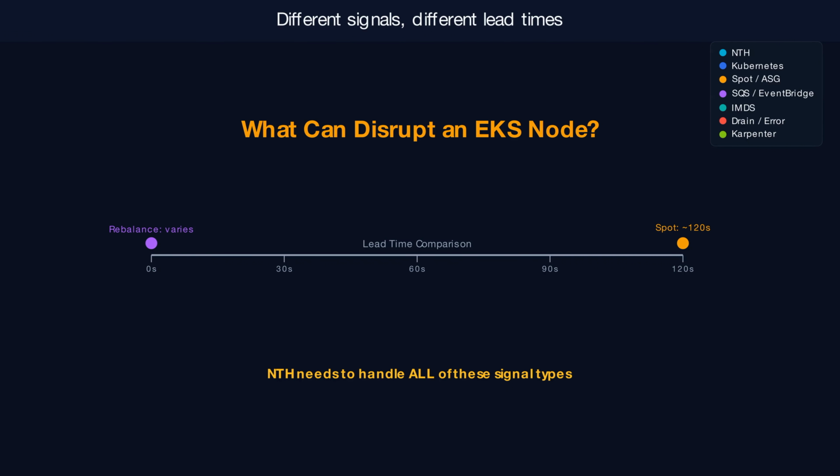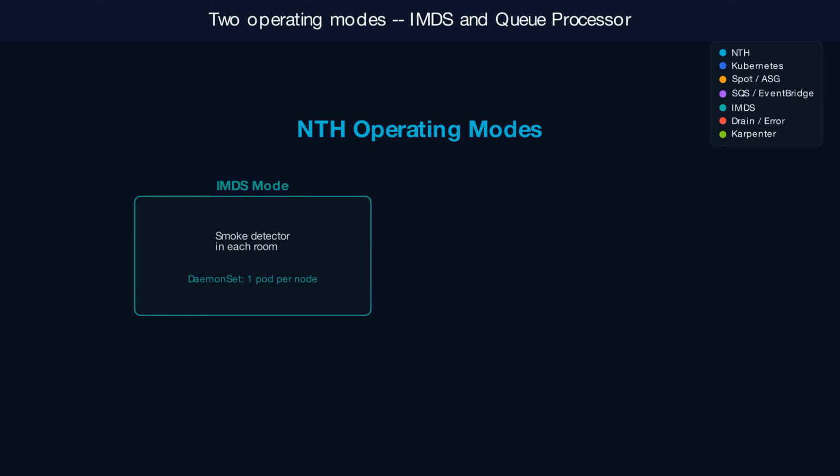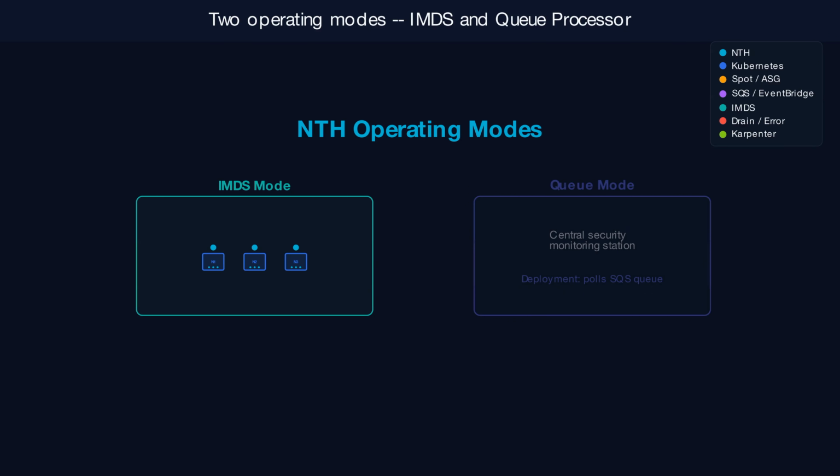NTH supports 2 distinct operating modes, and choosing the right one matters. Mode 1 is the Instance Metadata Service Processor, or IMDS mode. Think of this like a smoke detector wired directly inside each room. Each node has its own NTH pod watching the local metadata service for disruption signals. It is deployed as a daemon set, one pod per node. Simple and self-contained. Mode 2 is queue processor mode.